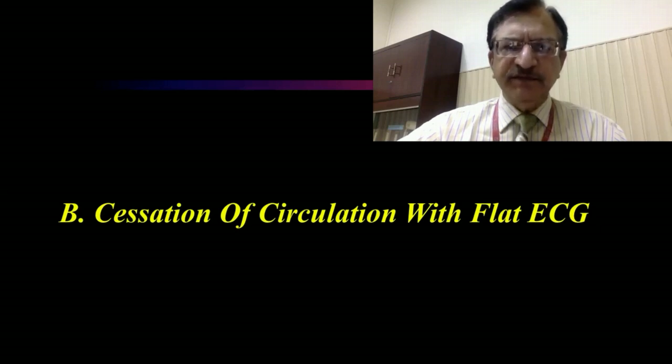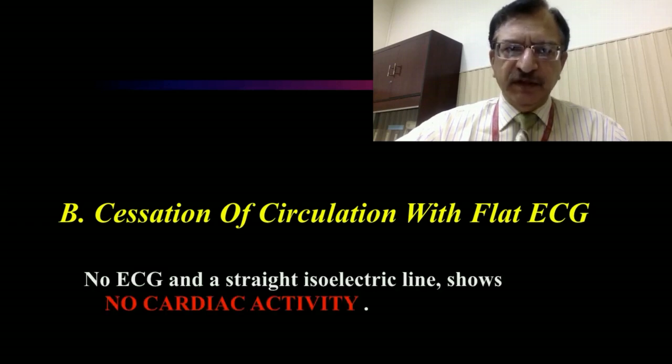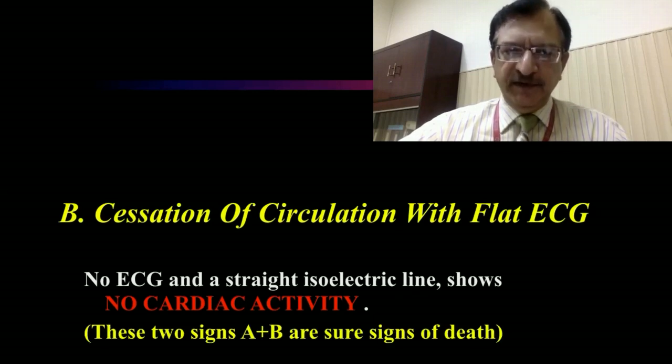There are other methods, such as auscultation and palpation, but finally it is confirmed with ECG. No ECG activity, a straight isoelectric line, shows no cardiac activity. And loss of innervation, which is the first sign, and this loss of cardiac activity are among the sure signs of death.